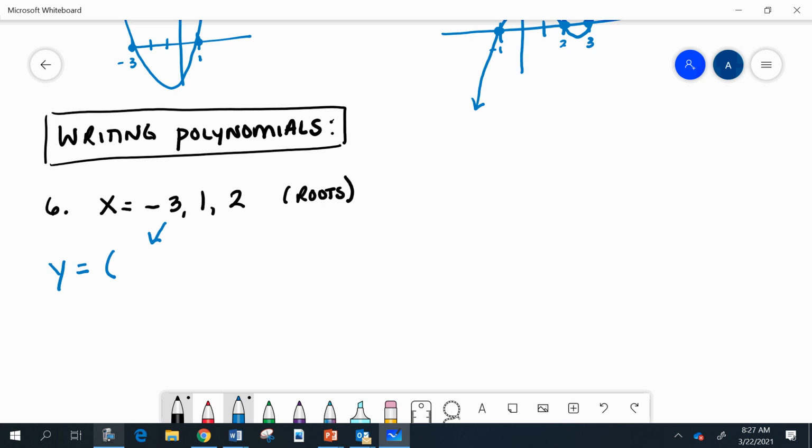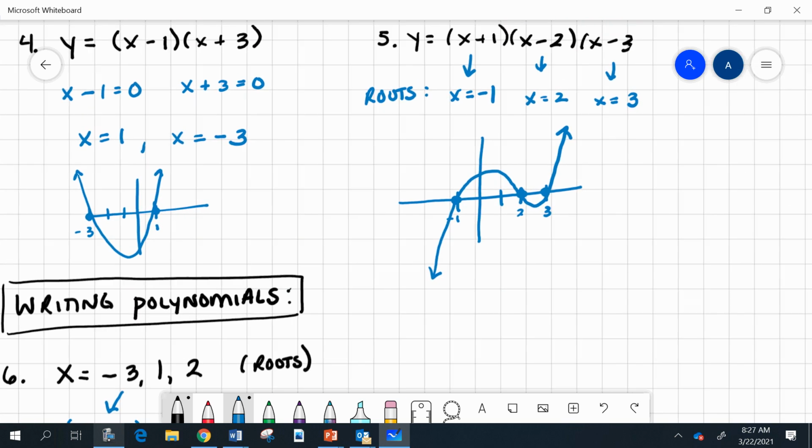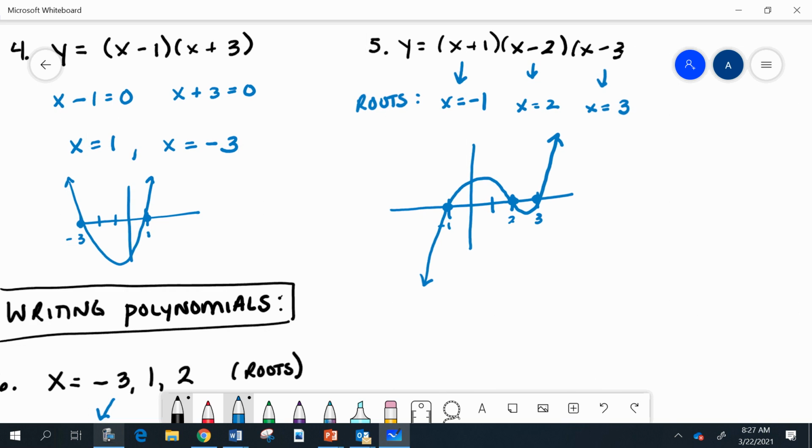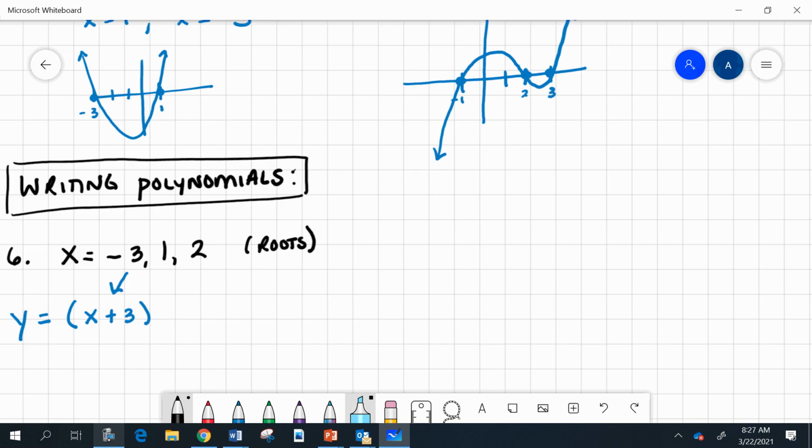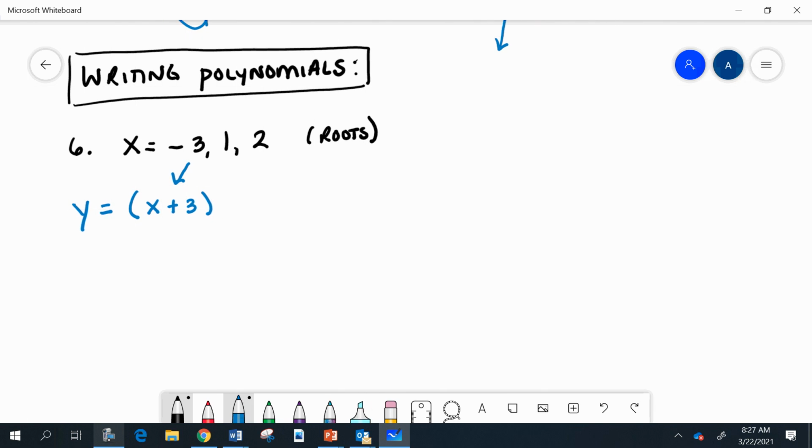So if x equals -3, the factor would be x plus 3, just like we did over here in number 5. But this time, we're going from the roots to the factors. We're almost going backwards. Okay? Then we have x equals 1, which would be the factor x minus 1. And finally, if x equals 2, the factor would be expressed as x minus 2.